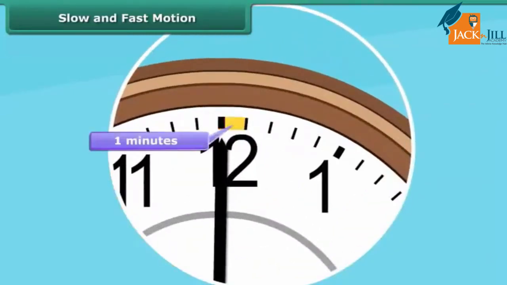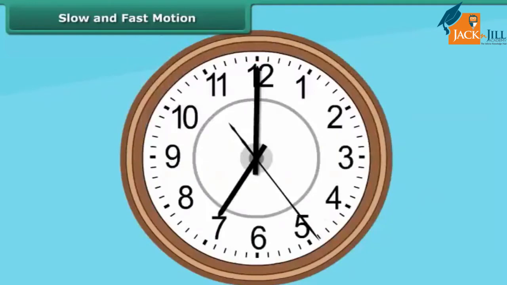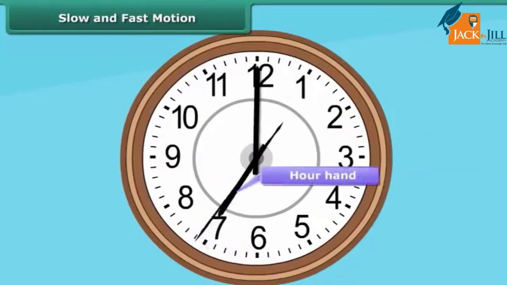The longest needle, which moves the fastest, is known as the second hand. It completes 1 revolution in 1 minute. The smallest needle, which is also the slowest, is called the hour hand. It completes 1 revolution in 12 hours.